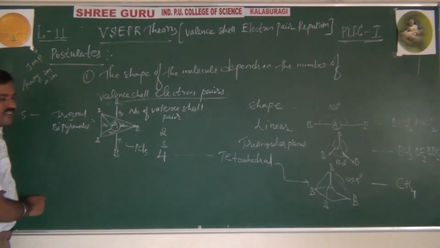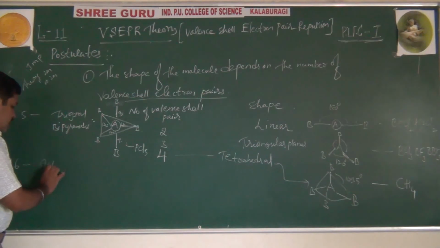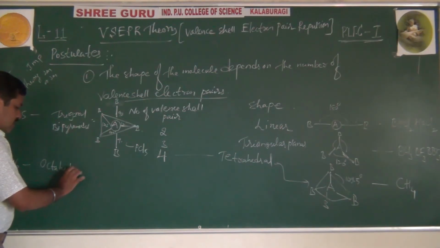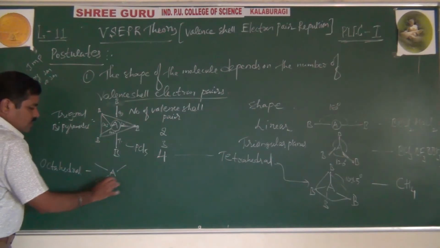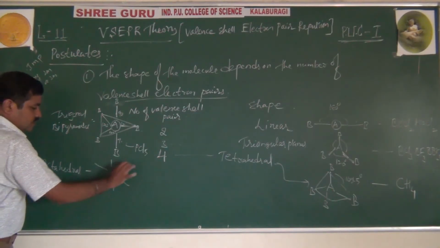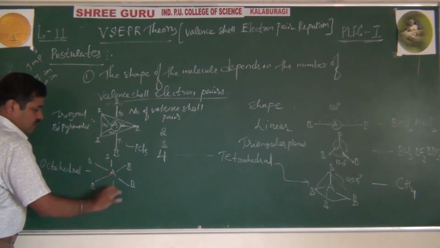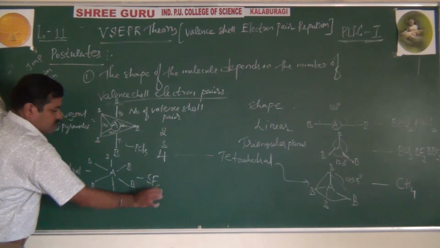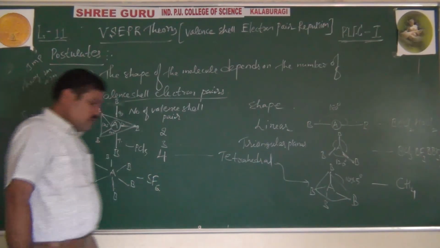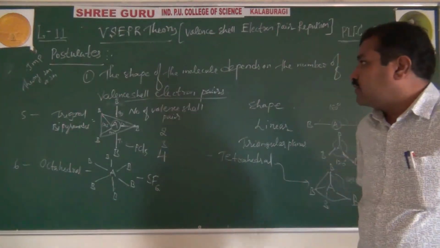Just now we have studied. There are 6 pairs. Now it is octahedral shape. Then A atom, then 1, 2, 3, 4, 5, 6. And here you can give SF6. Right? So this is actually the first important term that is possible.